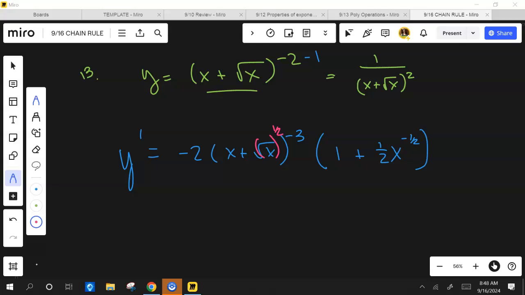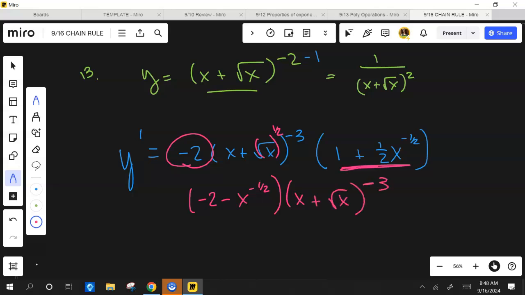I would stop there if it was me. If you care to continue on, you could distribute this through to this one, and maybe have -2 minus x to the -1/2. But I think left the way it was is just fine. Either one's fine. No, because multiplication, remember, you only multiply 2 at a time.